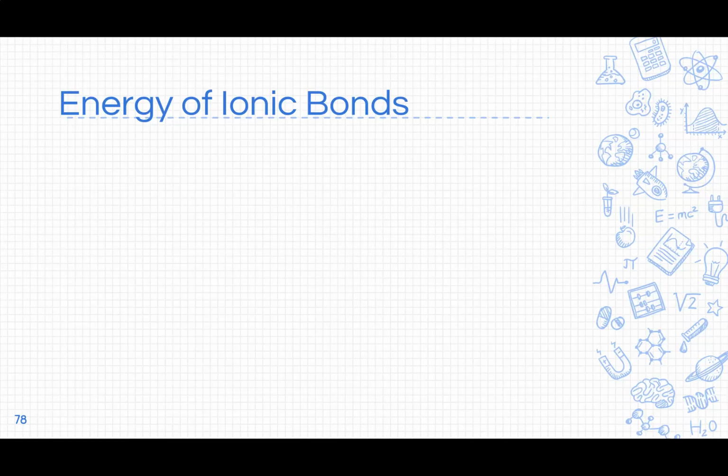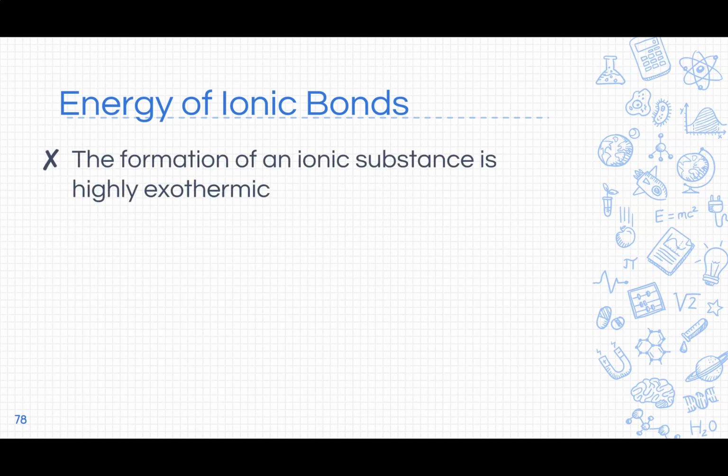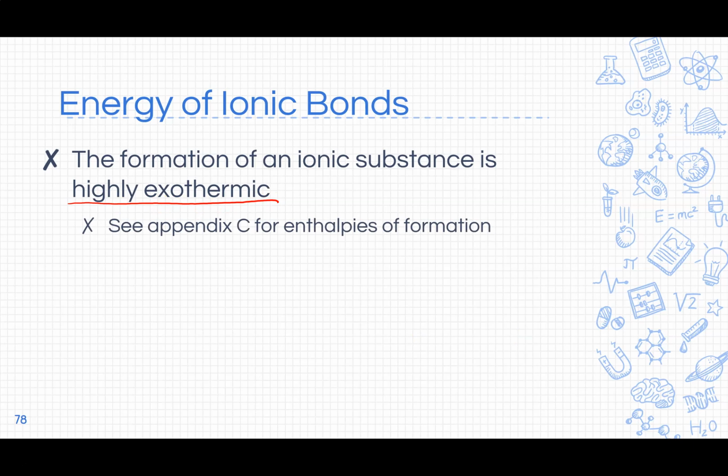Okay. Now we'll go back to the idea of the lattice structure in just a moment, but let's talk about the energy of ionic bonds. So the formation of an ionic substance is always exothermic, okay? And you could confirm this by looking at Appendix C in your book if you wanted. We looked at that appendix during our thermo unit, and we looked at enthalpies of formation. And if you look up the enthalpy of formation for any ionic solid, you'll find that the delta H is negative, which means it's an exothermic process.